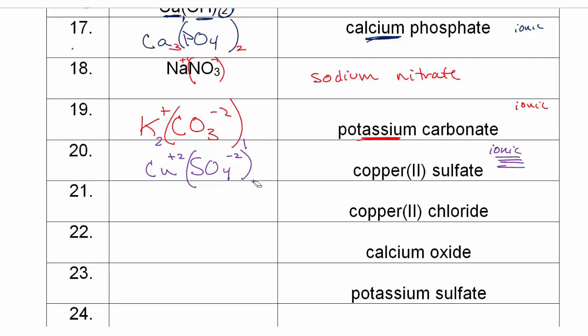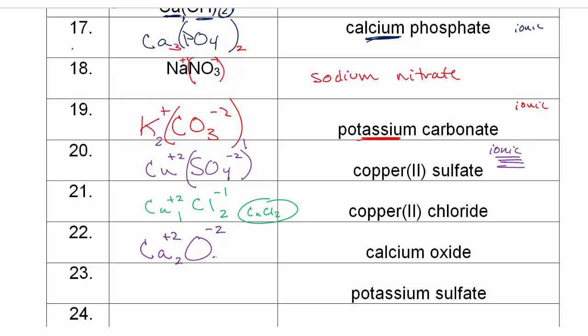Copper 2 chloride. Chloride has what charge? 1 over to the nobles, -1. So I'll have a 1 here and a 2 there. So that's CuCl2. Calcium oxide. Calcium is in group 2, so that's a +2. Oxide, -2.